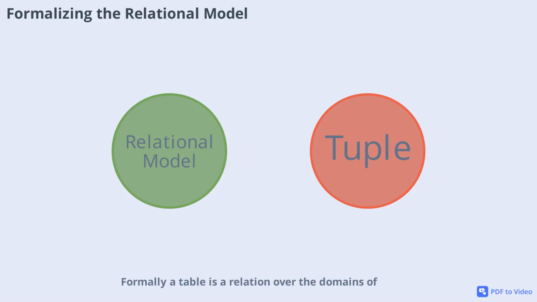Formally, a table is a relation over the domains of its attributes, a subset of the Cartesian product of those domains. Each record is a tuple of values, one for each attribute. While the mathematical model uses ordered tuples, the logical relational model indexes values by attribute names, not positions. This abstraction allows for flexibility and clarity in how data is stored and accessed.